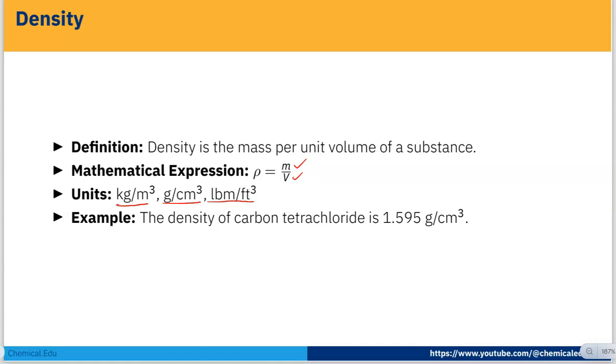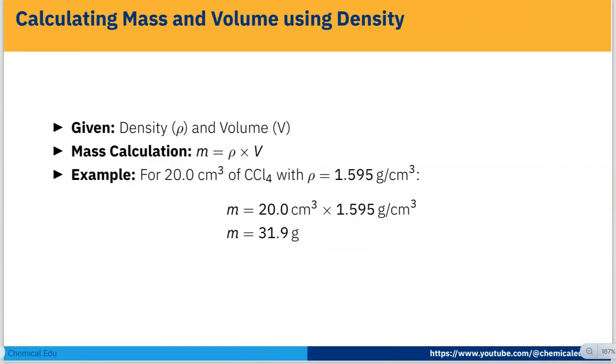Example, the density of carbon tetrachloride, CCl4, is 1.595 gram per centimeter cube. So the definition of density is mass by volume, or mass per unit volume of a substance. Now here, calculating mass and volume using density. Suppose density and volume are given. How do you calculate mass?